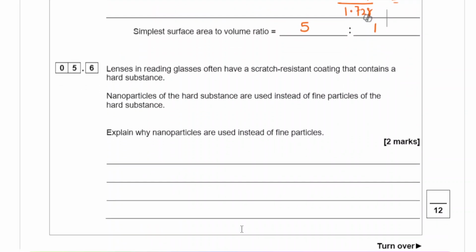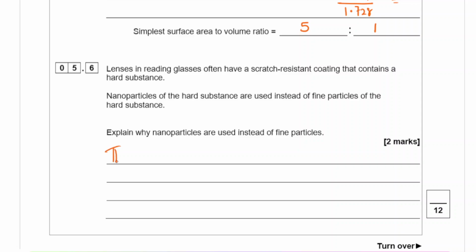Lenses in reading glasses often have a scratch-resistant coating that contains a hard substance. Nanoparticles of the hard substance are used instead of the fine particles of the hard substance. Explain why nanoparticles are used instead of fine particles. Well, we could use the answer that we got from the previous question.